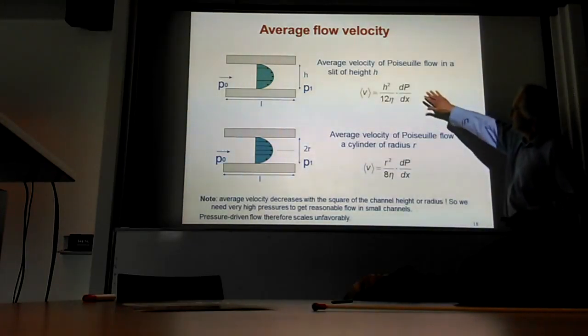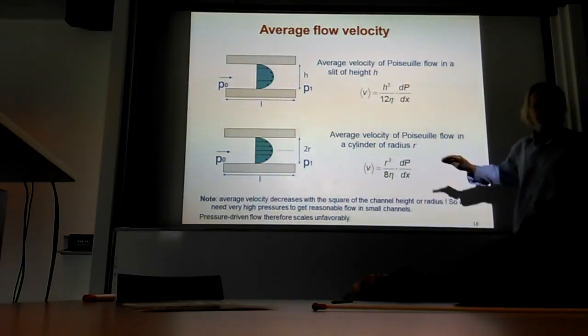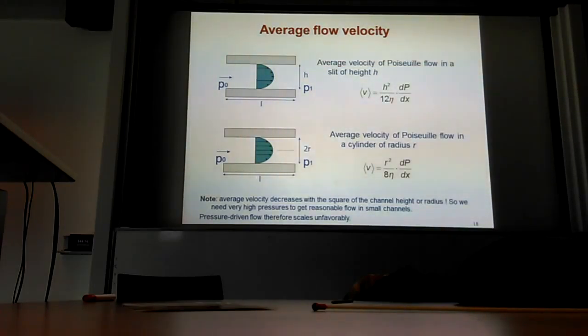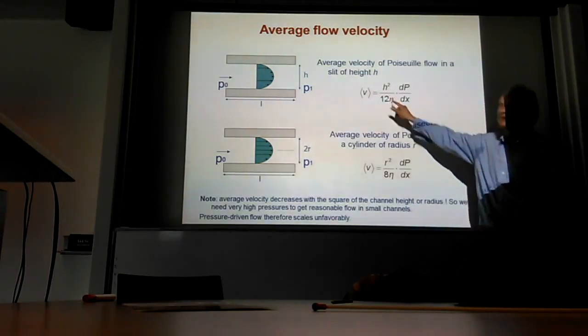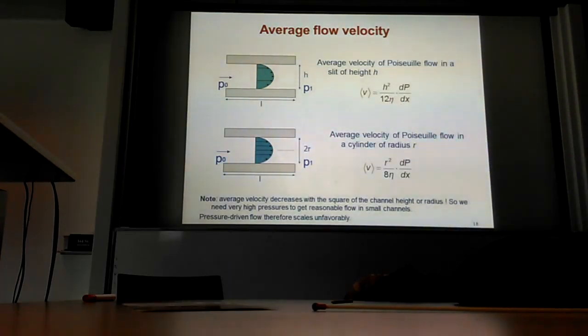Then when you make a slit of height h, or any microchannel where the height is much smaller than the width, you use this equation to calculate the average velocity. You can learn it by heart, quite useful. The same one for a cylinder of radius r, average velocity. So the two are not very different.